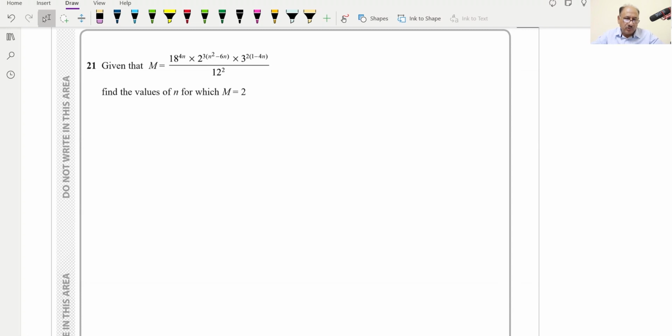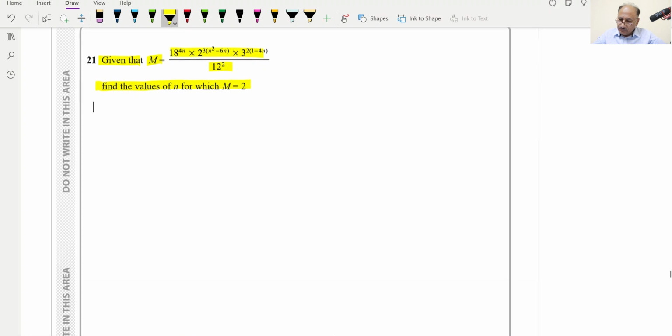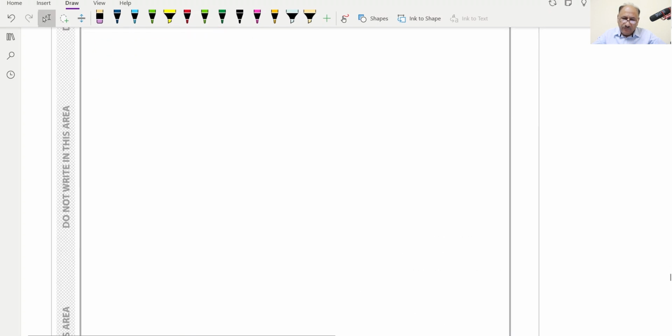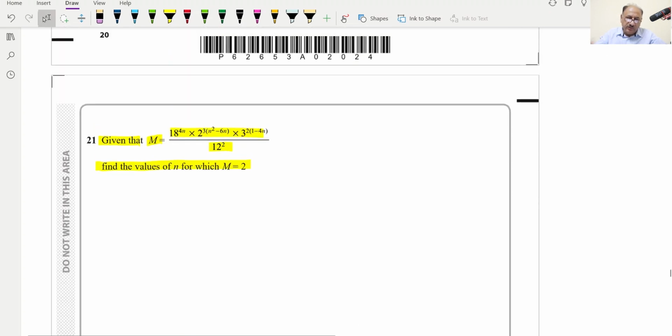Question number 21. Given that m is equal to this, find the value of n for which m is equal to 2. This is basically a 5 mark question. It looks very complicated, but it's very easy if you understand the trick. So how will we be solving this? What we will do is switch everything to 2 raised to something or 3 raised to something.